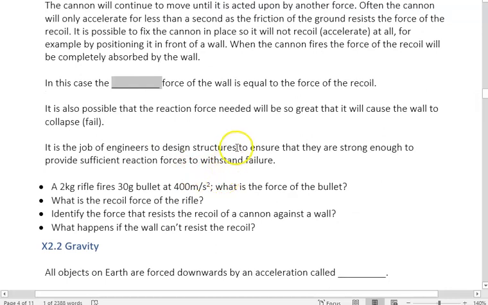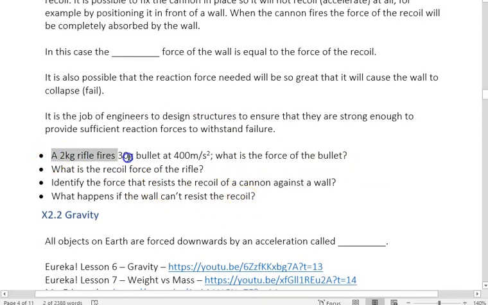Now, that's a deliberately complicated sentence, but what it says is engineers design stuff so it's strong so it doesn't break. Yeah? The object needs to be strong enough to provide enough reaction force so it doesn't break. Yeah. Okay, and here's some questions that you can work on at home.